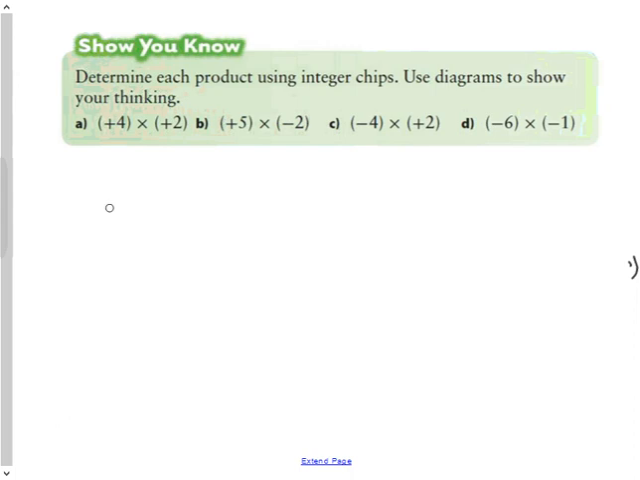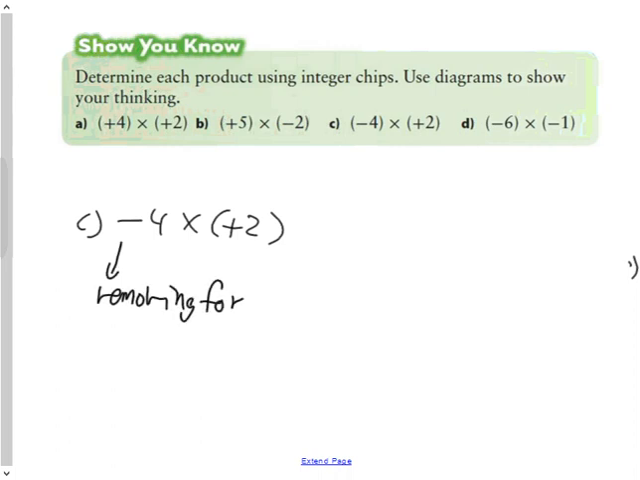And the third one, C, we have negative 4 times positive 2. Now, for this one, think of this as removing 4 groups instead of adding 4 groups. Removing 4 groups of positive 2. The modeling is a little bit harder because it doesn't really lend itself well to thinking about repeated addition. But removing 4 groups of positive 2.